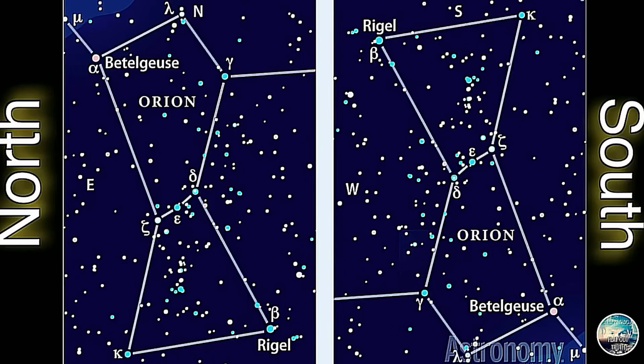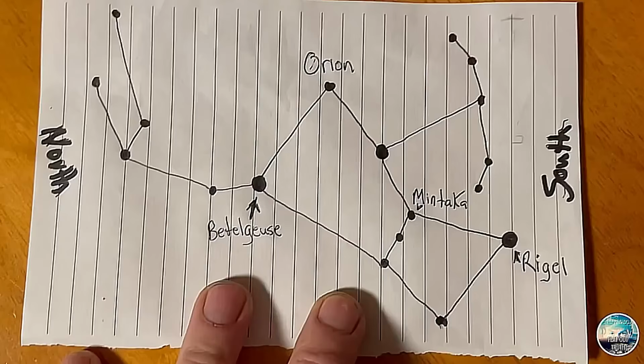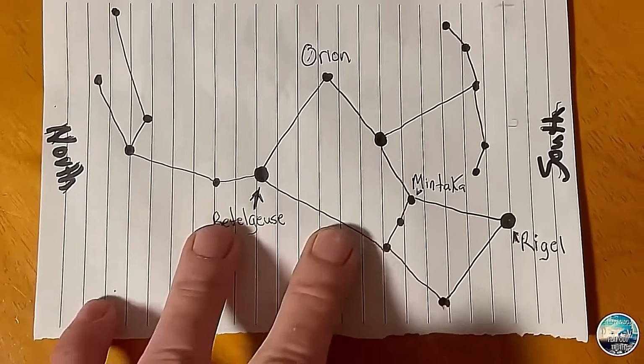And they seem to think that that's only possible on a sphere. So, what I'm going to be demonstrating to you tonight is how that is possible on a flat Earth. Here, I have done a rough drawing of the Belt of Orion.